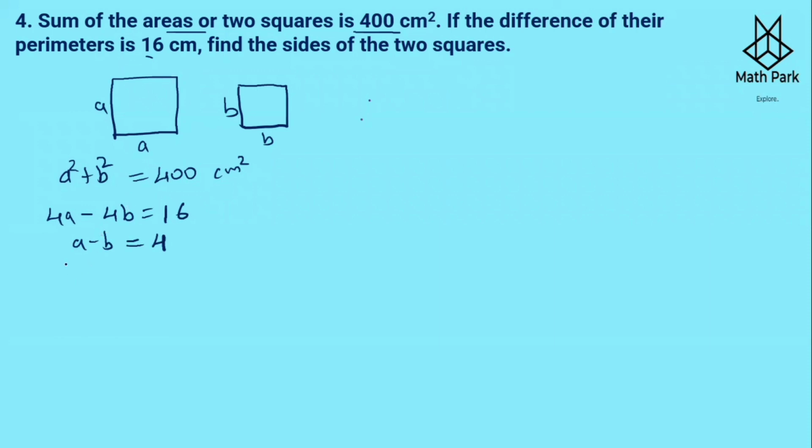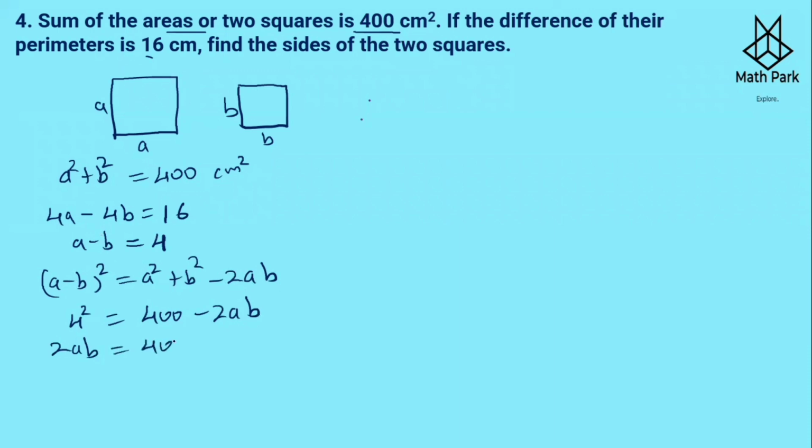Now let us do the square of that. So you have A minus B the whole square is equal to A square plus B square minus 2AB. Put the values. A minus B is 4. So 4 square is equal to A square plus B square, which is 400, minus 2AB. So you get 2AB is equal to 400 minus 4 square, which is 16, which we get as 384. So AB is equal to 384 divided by 2. 2 ones are 2, 2 nines are 18, 2 twos are 4. So you get AB is equal to 192.